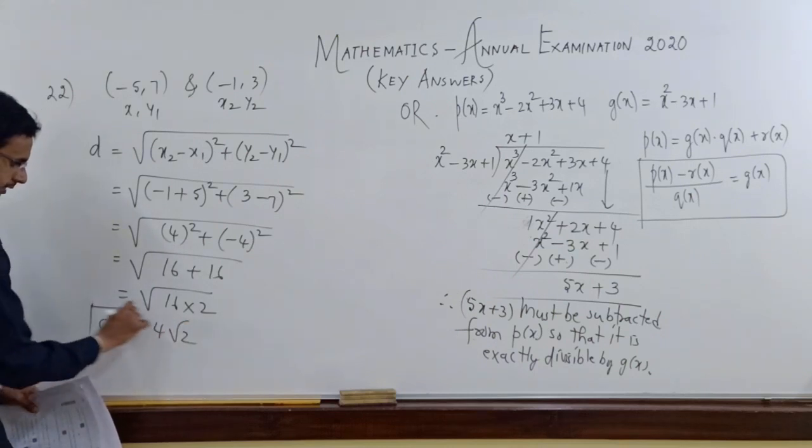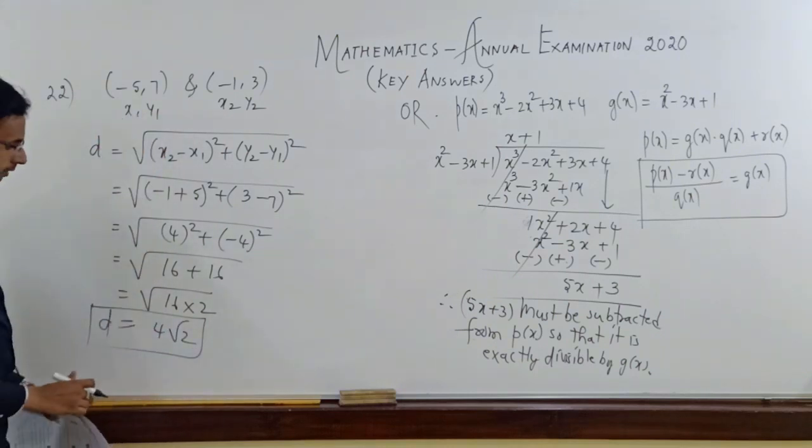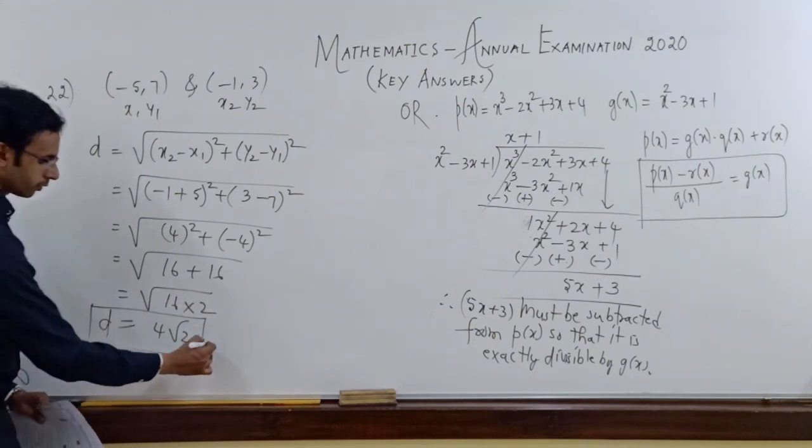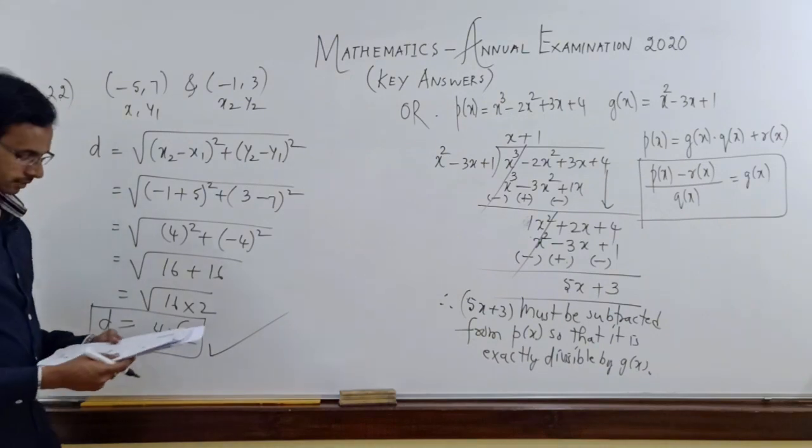This is the distance between those 2 points. Even if you would have written till 16 into 2, that is 32 under the root, even that is the simplest form, but if you can reduce it, it is well and good. This will be the correct answer for find the distance.